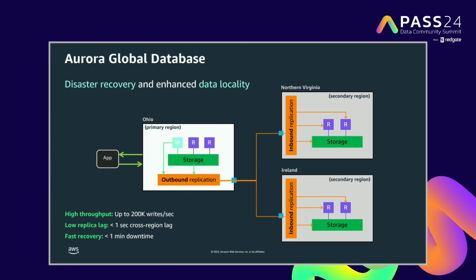Okay. And using global database, you can have up to 5 regions, right? And you don't need to do any configuration, because all the data replication between the regions is inbuilt, and that happens at the storage level replication. That will be taken care of by AWS itself.